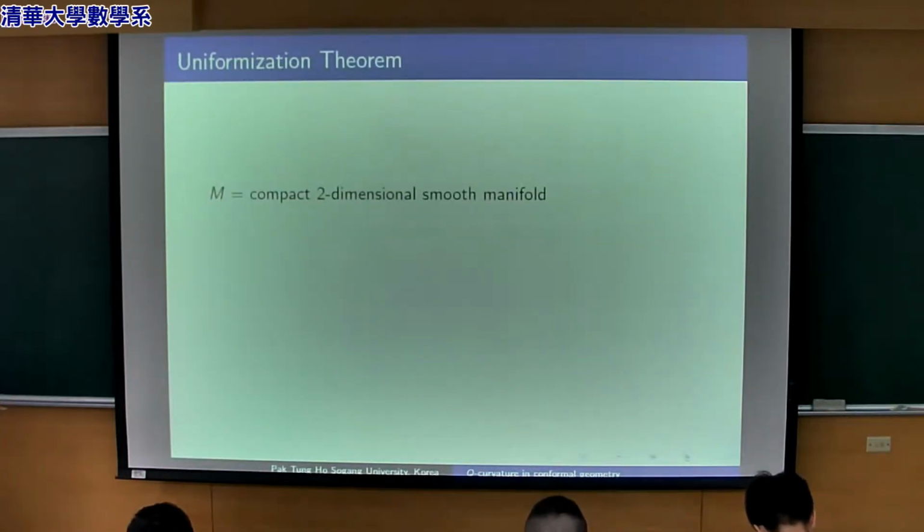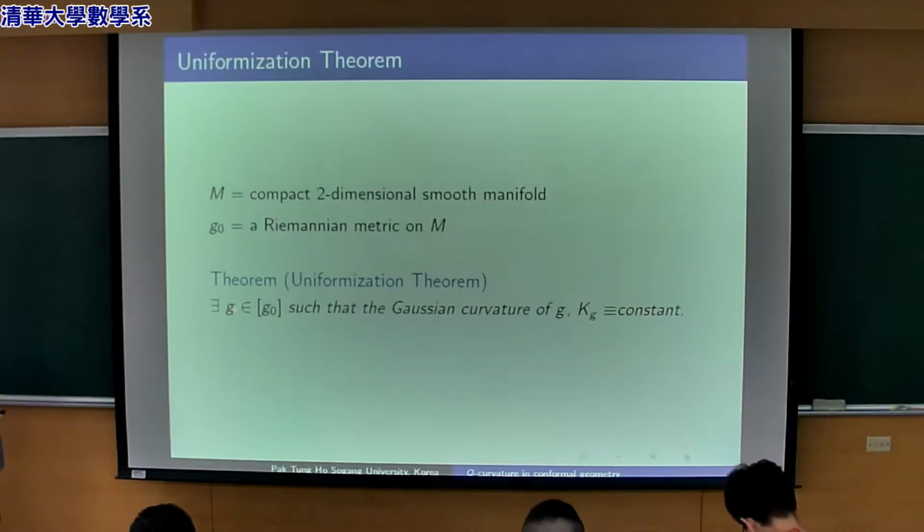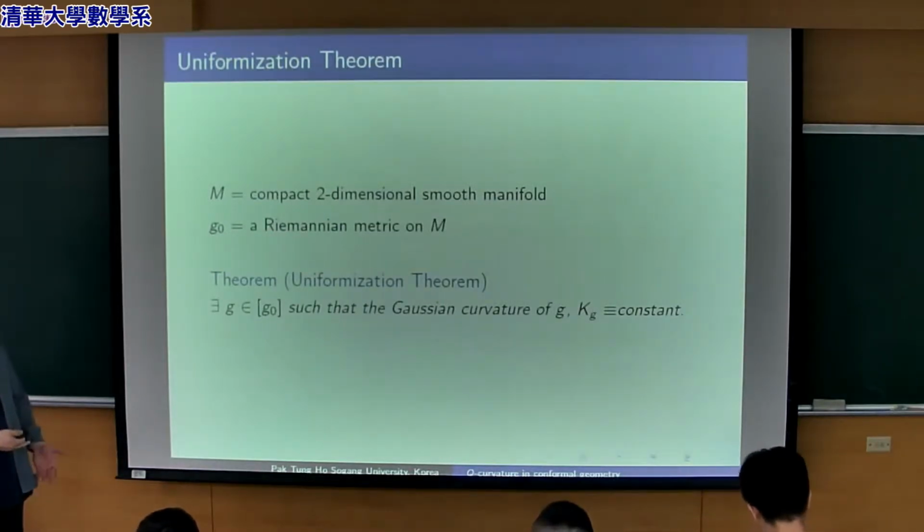Okay, so if you are following, then I can tell you a very classical theorem in differential geometry. It's called the uniformization theorem, and it says the following. Suppose you have a compact two-dimensional smooth manifold, a compact surface, with a given Riemannian metric g naught on this surface. Then the uniformization theorem says we can always find a metric conformal to g naught such that its Gaussian curvature is constant. In fact, there are many ways to state the uniformization theorem, but this is one of the ways, which I would like to state using conformal metrics.